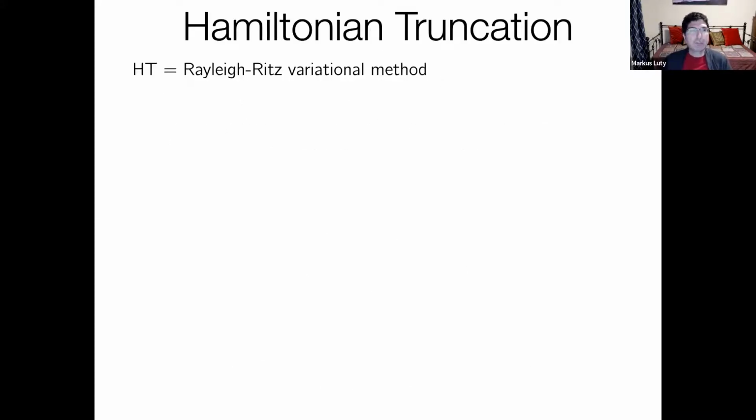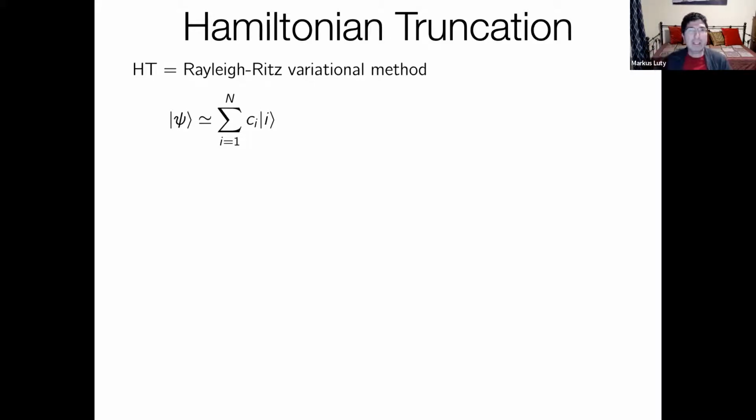Okay, so the first thing I'm going to do is tell you what Hamiltonian truncation is, because it's not something that I'm sure most of you think about. In case this is helpful, it's also called the Rayleigh-Ritz variational method. From the name, you can see that it goes back to the very early days of quantum mechanics. The idea is very simple.